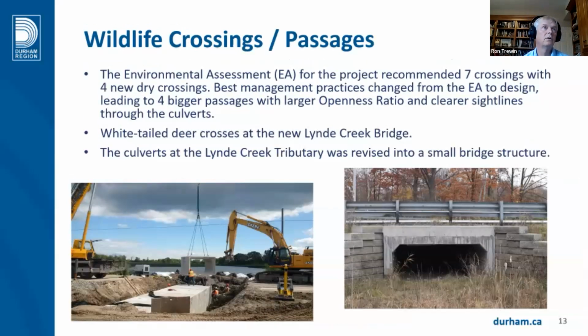Wildlife crossings. The environmental assessment originally recommended 7 crossings with 4 dry crossings. Best management practices changed from the EA to design, and we started understanding much more of the needs of crossings. This partly is from work that was done in Alberta and in other parts of Canada. The passages need to be larger, with a higher openness ratio.